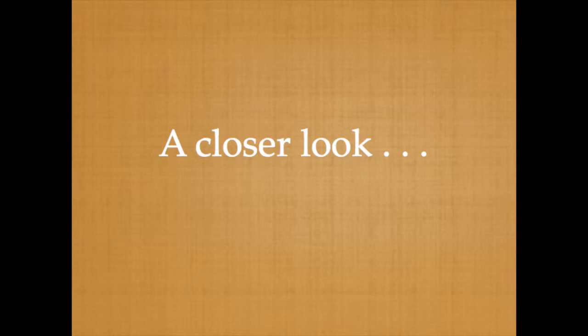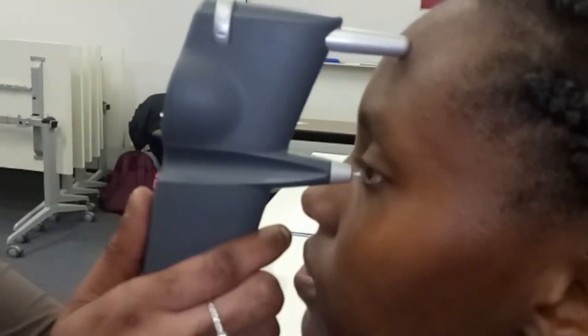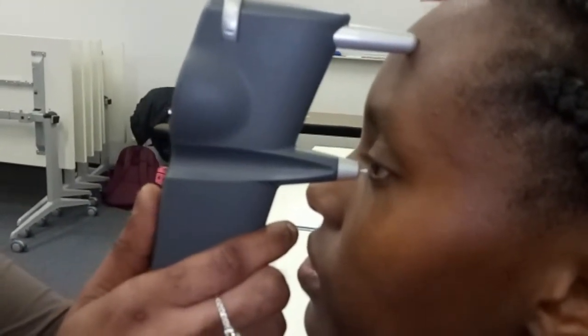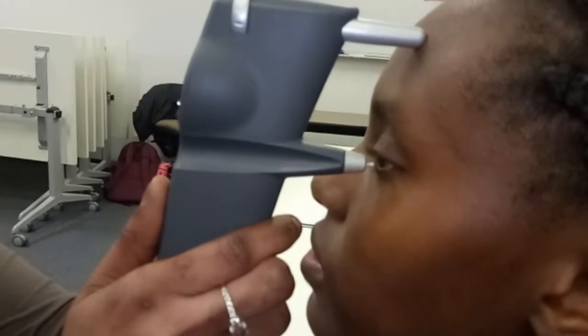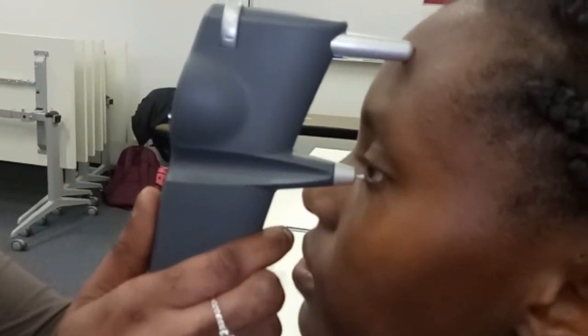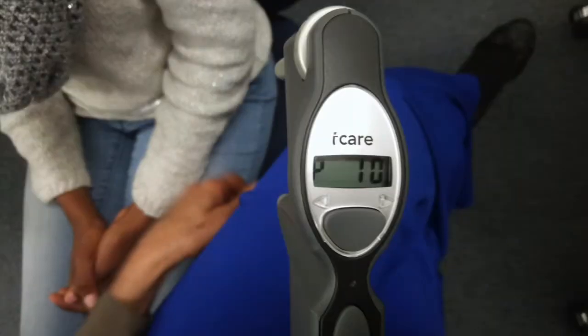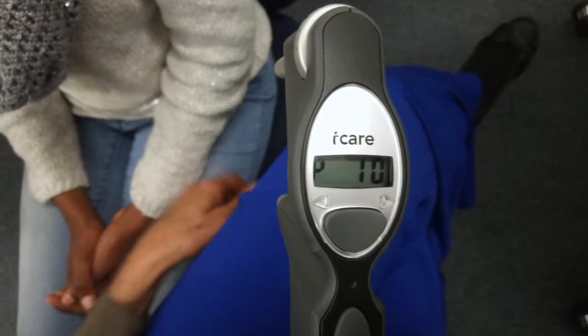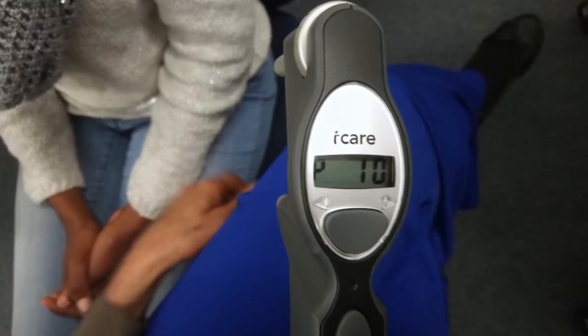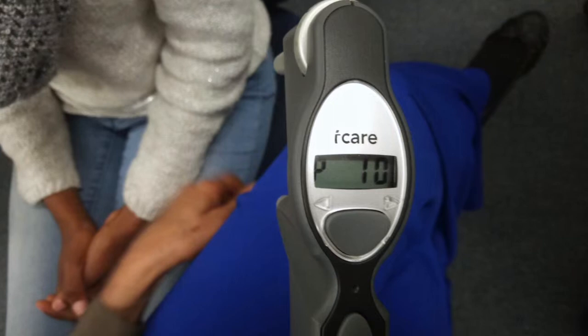Here is a closer look at the process. You will see the probe come in and out quickly as it makes contact with the eye. Here is an image of the result that was obtained on Charlotte's eye. 10 mm of mercury, or 10 mmHg.